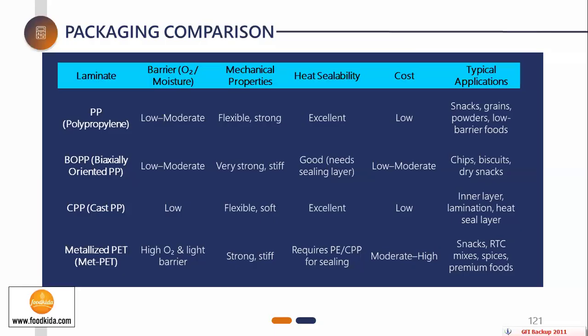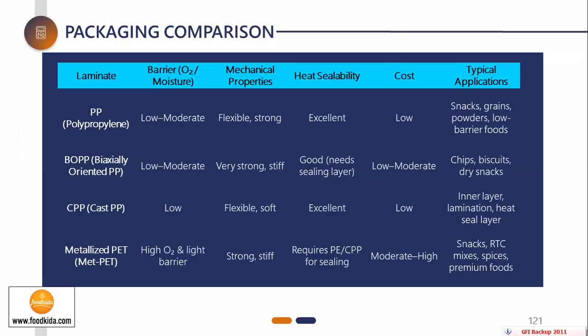Now let's see the packaging materials, especially the laminates. Why have I taken this? Because 80% of our food material is packed in laminates or flexible packaging. If I'm not wrong, even more than 80%, I will say 90%. So these are the laminates which are commercially used.